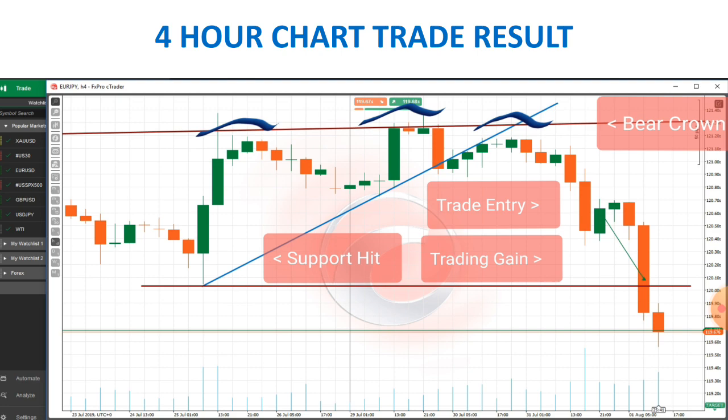So I'm going to be using this trade example to show you one of the areas where you can place your stop loss that will ensure that you're able to withstand temporary pullbacks until your trading target has been hit.